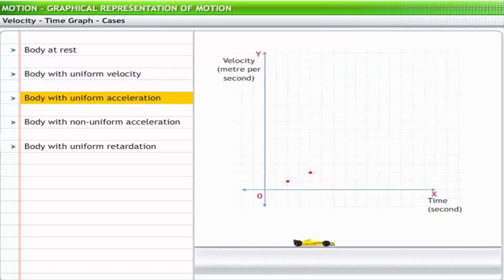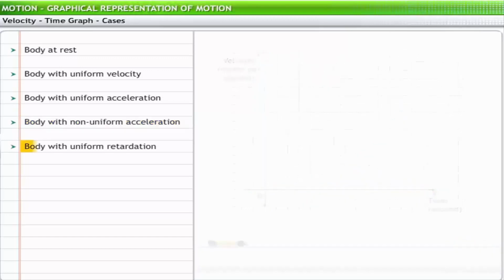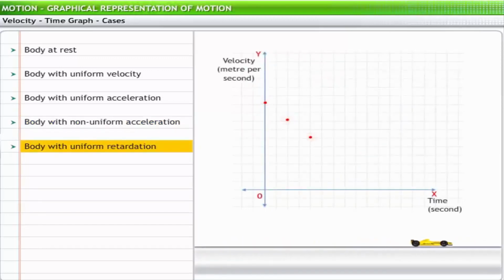When a body exhibits uniformly accelerated motion, the velocity-time graph represents a straight line passing through the origin and subtending an angle with the x-axis. This is because in this motion, the velocity of the body increases uniformly with time. The velocity-time graph for a body moving with non-uniform acceleration is a curve and not a straight line. The velocity-time graph for a body moving with uniform retardation is a straight line making an obtuse angle with the x-axis.